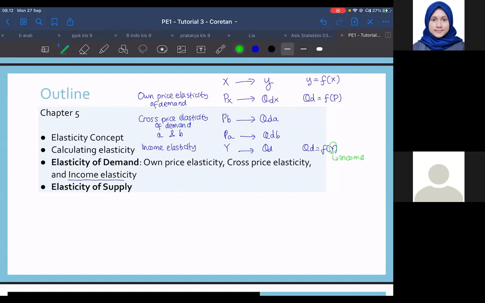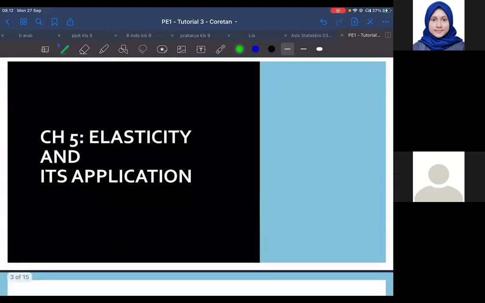Okay, next I would move to the next slide. So this is our materials today, elasticity and its application. The application of elasticity could be used for producers who want to increase their total revenue. Here it is related with total revenue. Later we will discuss about it.